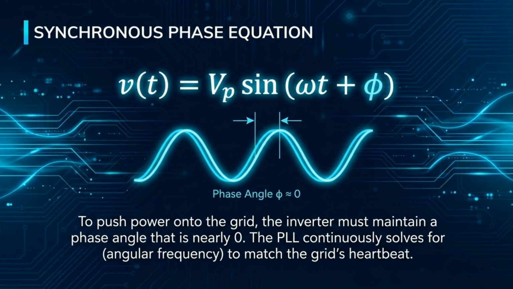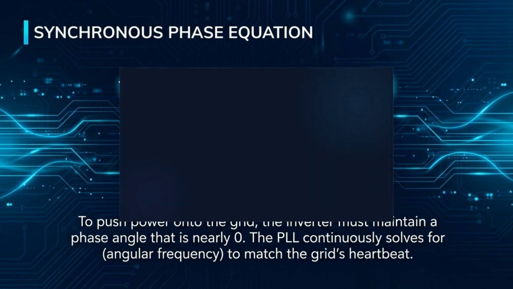To push power onto the grid, the inverter must maintain a phase angle near zero. The PLL continuously solves for the angular frequency, matching the grid's operational frequency.